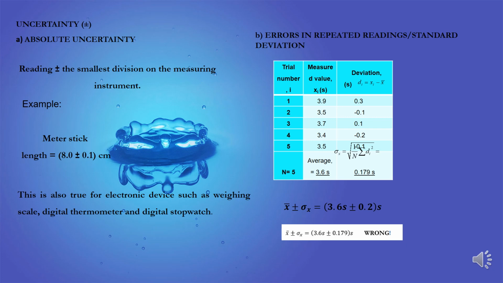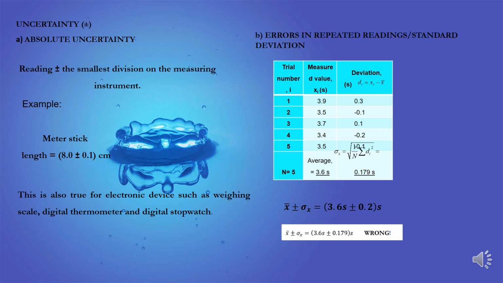Uncertainty. The first type of uncertainty is absolute uncertainty. It is an uncertainty that comes from the smallest deviation on the measuring instrument. For example, if you measure the length of an object by using a meter stick, the smallest reading that you can read from the meter stick is 0.1 centimeter. This is the uncertainty of the length. Therefore, to write the length of the object properly, you should write it as 8.0 plus minus 0.1 centimeter.